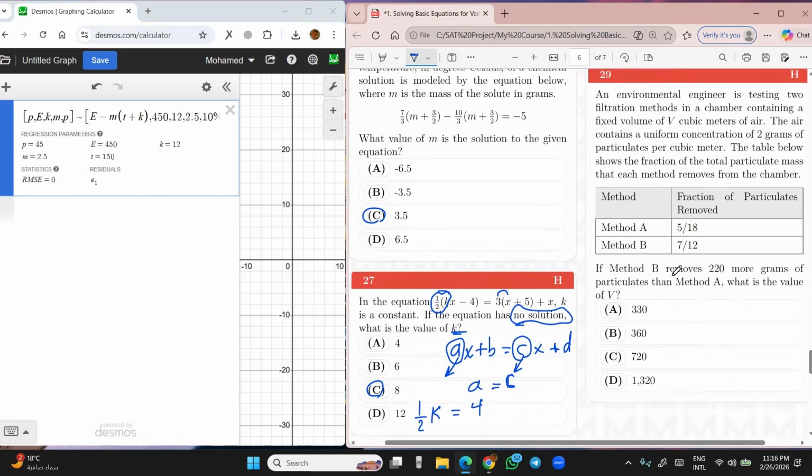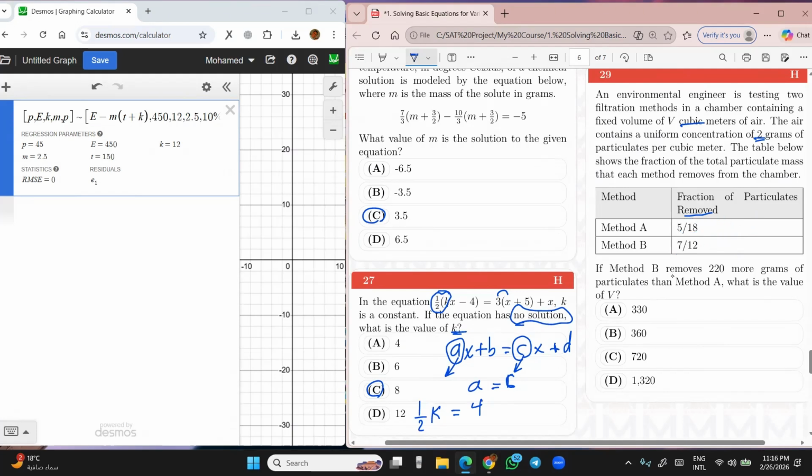Number 29, an environmental engineer is testing two filtration methods in a chamber containing a fixed volume of V cubic meters of air. The air contains a uniform concentration of 2 grams of particulates per cubic meter. So the cubic meters is V, but we have 2 grams per cubic meter, which means 2V. So everything here is 2V. Method A has a removing amount of 5/18 of this 2V. And 7/12 in method B multiplied by 2V. Because we have to remove.